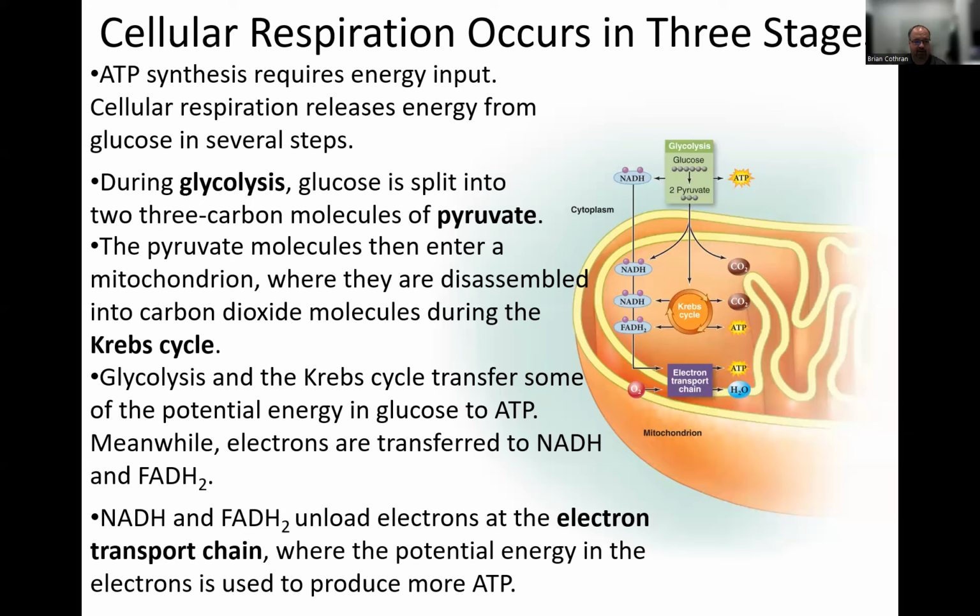Glycolysis and the Krebs cycle transfer some of the potential energy in glucose to ATP. Meanwhile, electrons are transferred to NADH and FADH2. You see those here, NADH, FADH2. Those are energy carriers just like ATP that are designed specifically for respiration.